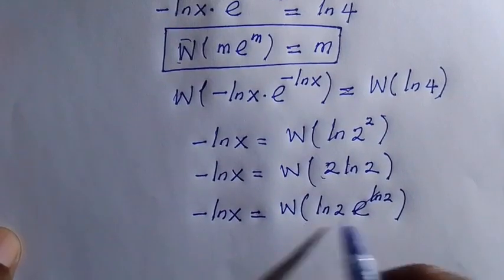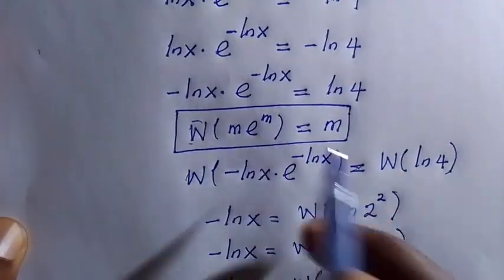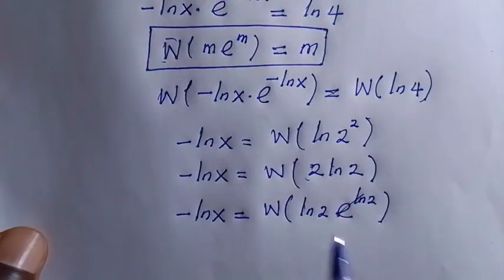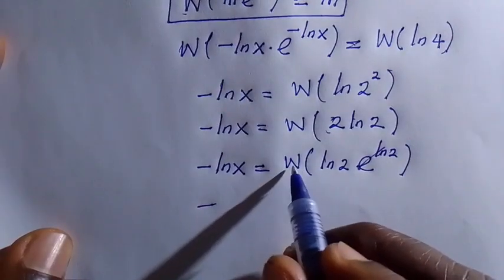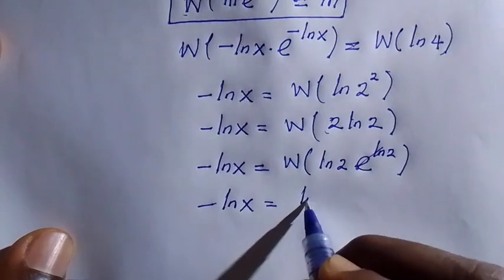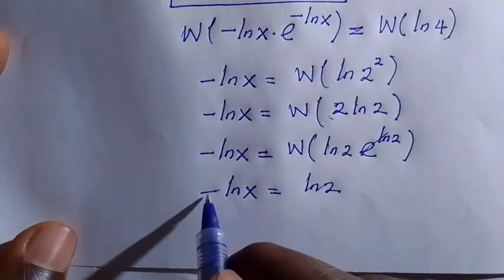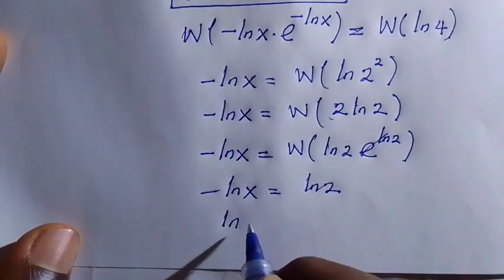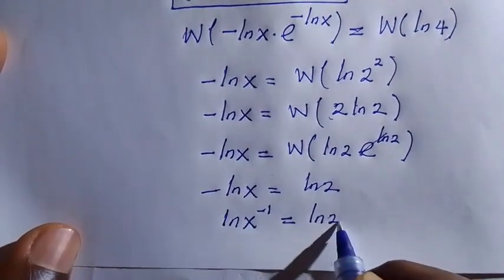And this also follows the rule I applied above, which is the omega of m e to the power m equals m. So we just have to choose ln 2 only. And since we have the function already, we have minus ln x equals ln 2. And to get the value of x here, we transfer the negative up. So we have ln x to the power of minus 1 equals ln 2.